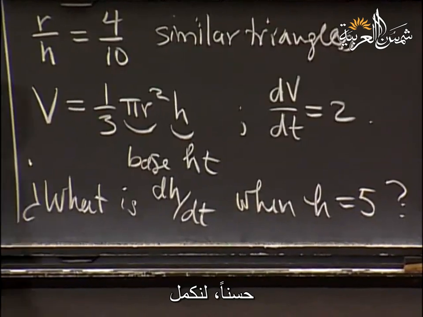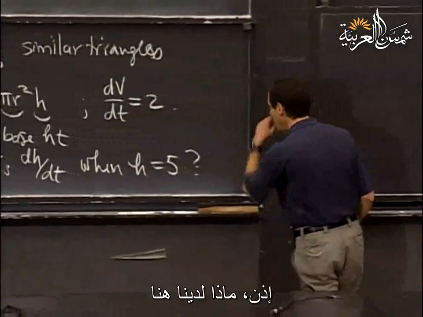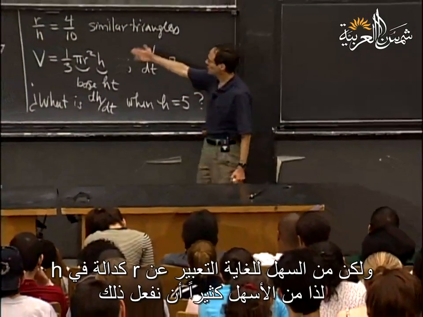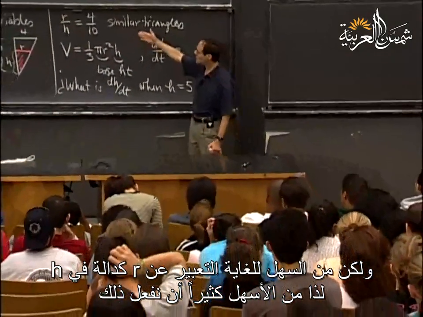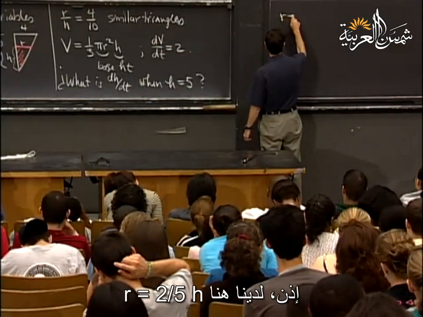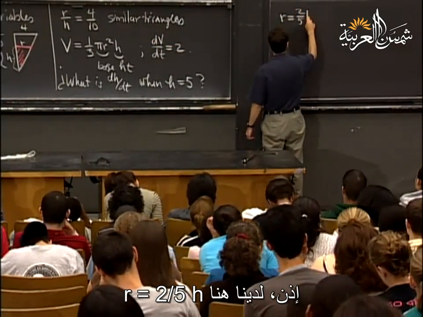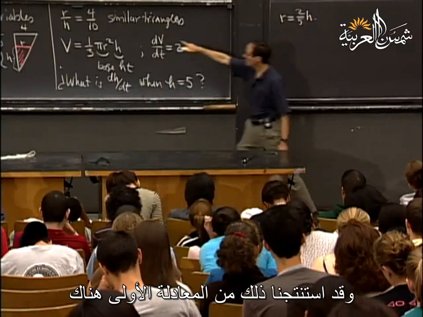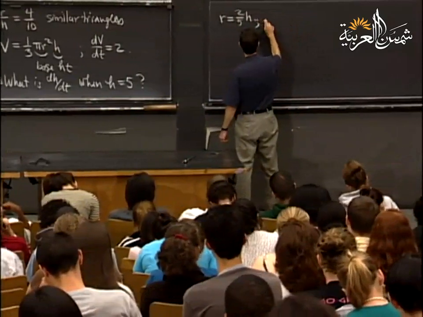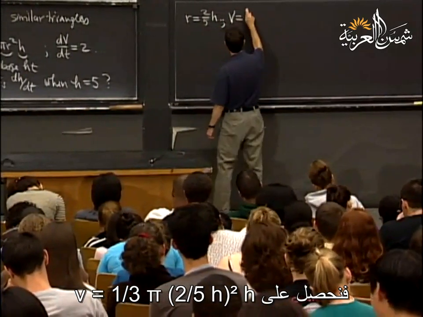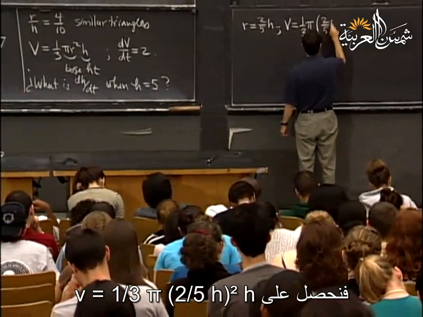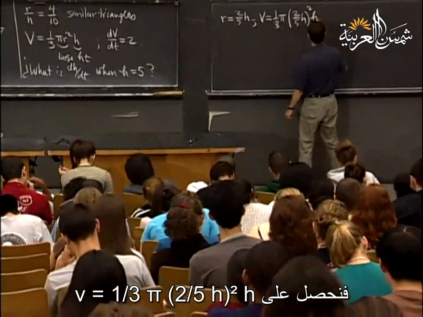All right, so let's carry it out. So what happens here, so look, you could do this by implicit differentiation, but it's so easy to express r as a function of h that seems kind of foolish. So let's write r as 2/5 h. All right, that's coming from this first equation here. And then let's substitute that in. That means that V is equal to 1/3 pi times (2/5 h) squared times h.